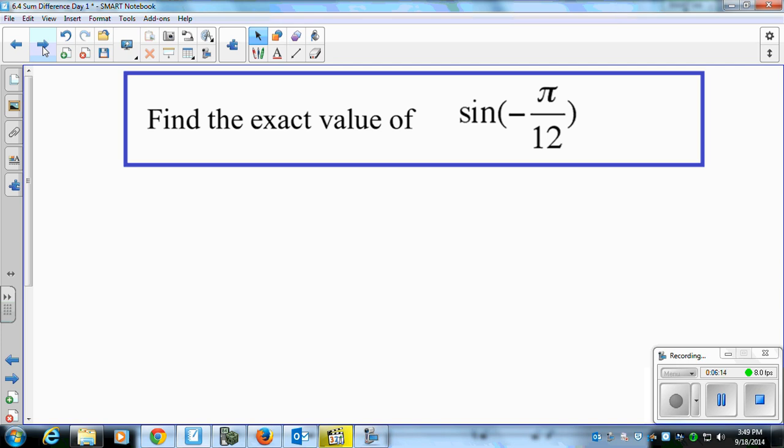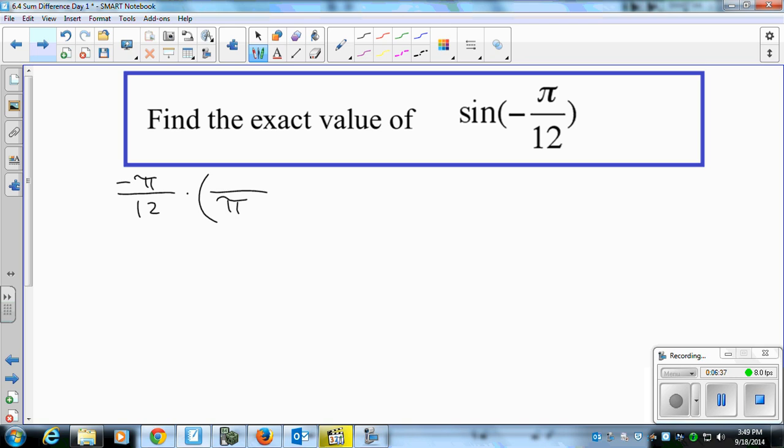For a lot of these, I don't like working with radians because seeing the addition and subtraction for radians, you got to get common denominators for your angles, and I don't always see them as well, so I'm always going to convert things into degrees first. So if I see negative pi over 12, I'm going to convert this into degrees, and I'll see that this is equal to negative 15 degrees. 180 divided by 12. So this is the same thing as the sine of negative 15 degrees.